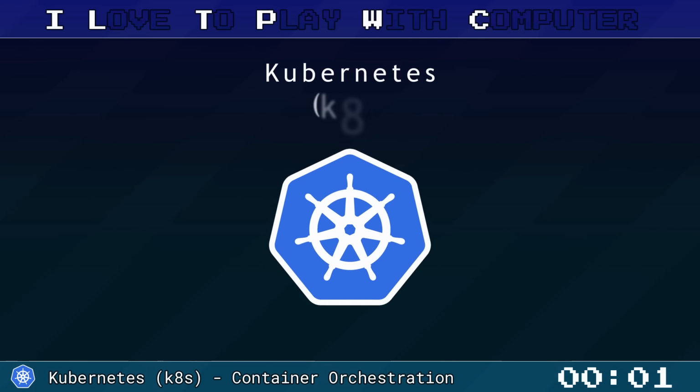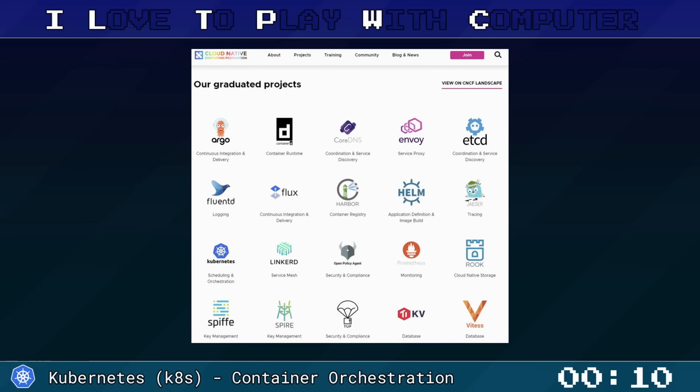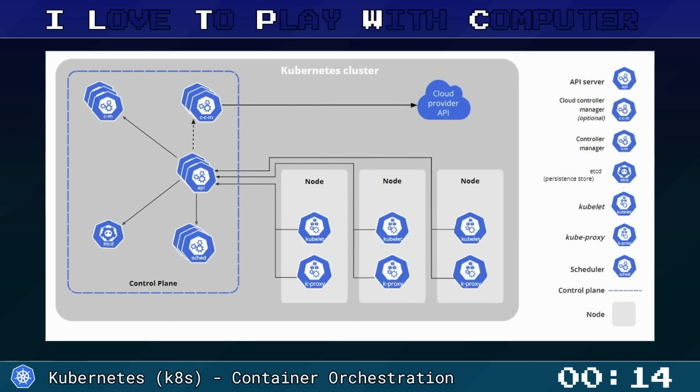Kubernetes, also known as K8s, is an open source system for automating deployment, scaling and management of containerized applications. Born in Google, it's now maintained by the Cloud Native Computing Foundation. Kubernetes groups containers that make up an application for easy management and discovery. Think of it as a conductor orchestrating your containers.